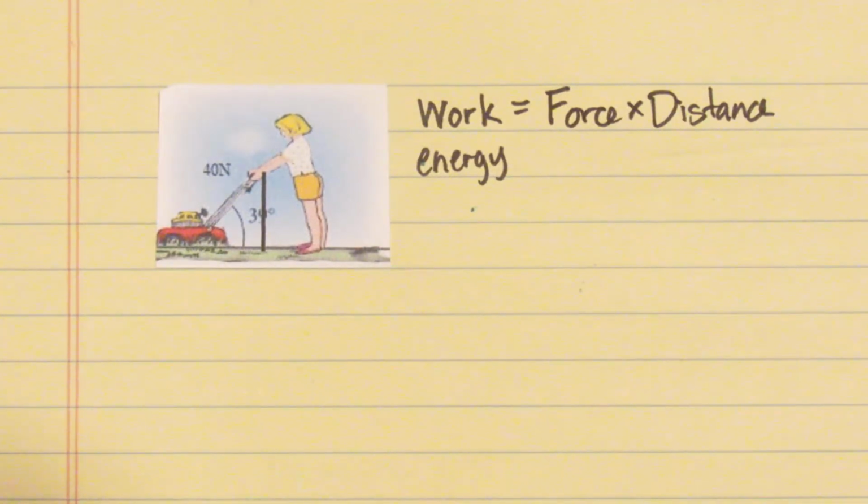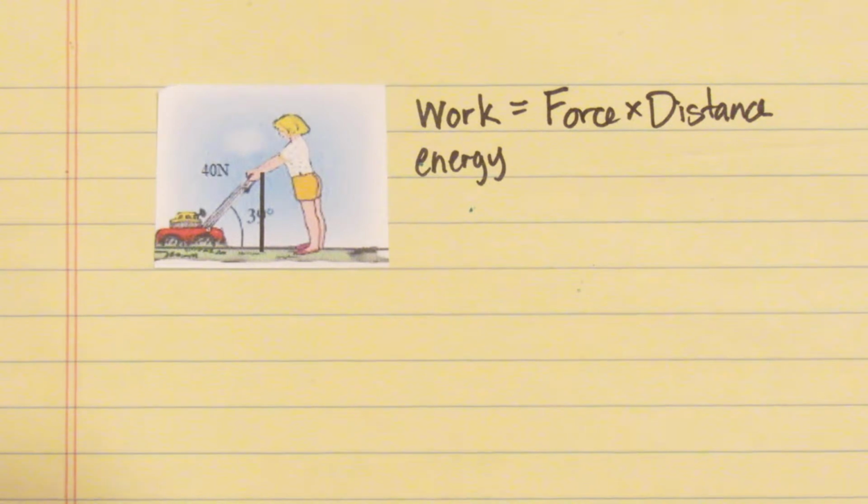In this episode of Remote Trigonometry, we'll be doing an example about work. Work in terms of physics is energy, and it's equal to force times a distance. So if you apply a force but you don't move anything at all, you have done no work.